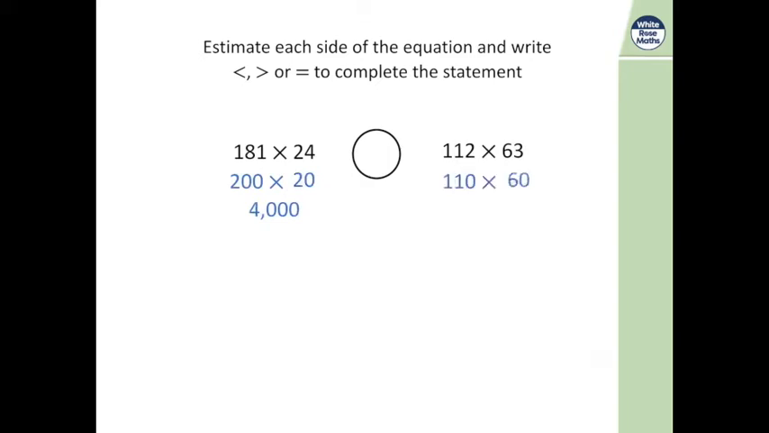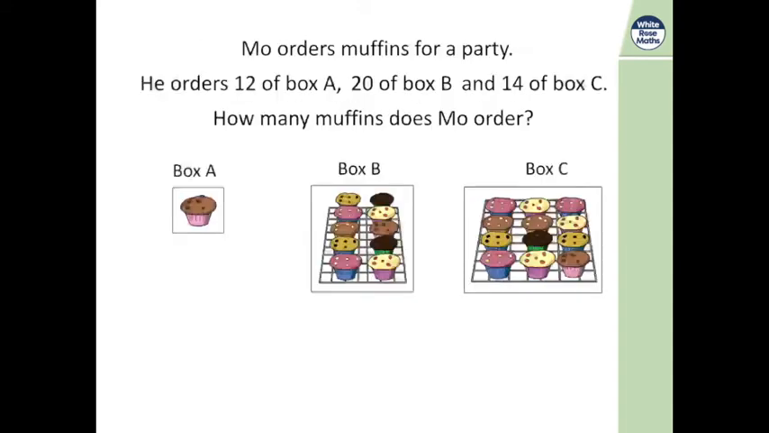Here we're going to round 112 to 110 and round 63 to 60. Gives us an answer of 6,600. If you know that 11 times 6 is 66, you might know that 110 times 6 is 660. And therefore, using that information, you might go one step further and deduce that 110 times 60 is 6,600. All of this without calculation on paper. So it's less than.